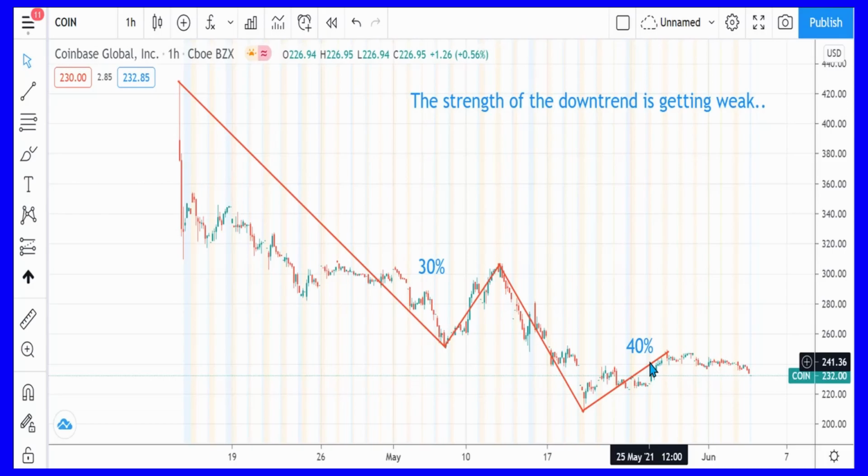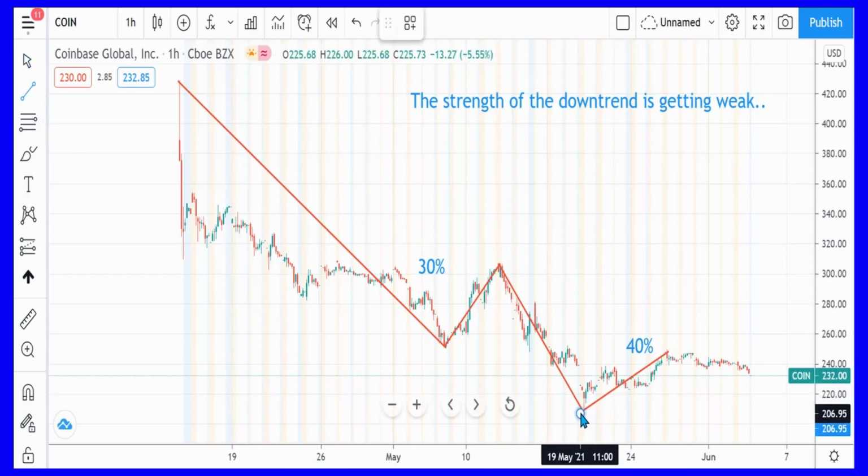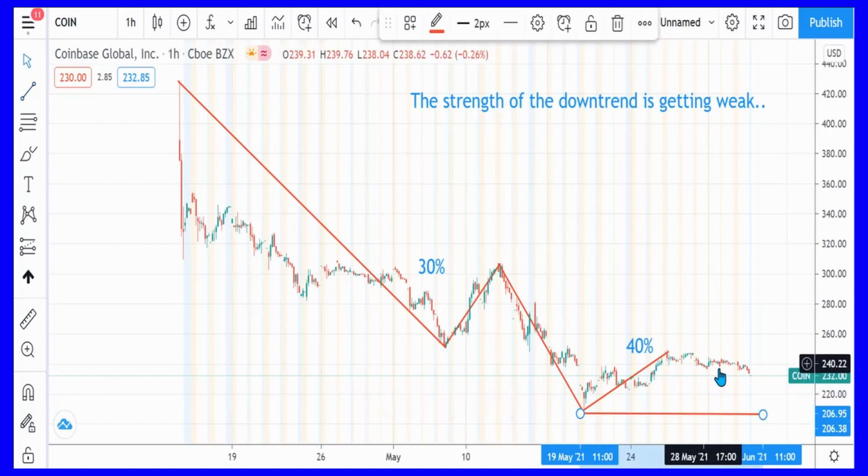Okay, now we can see the power is diminishing. When the power is diminishing from 30% to 40%, the power is getting weak. So it's quite unlikely, let me draw, for this particular price move here to go beyond this particular low point. This is the previous lowest point we have achieved.